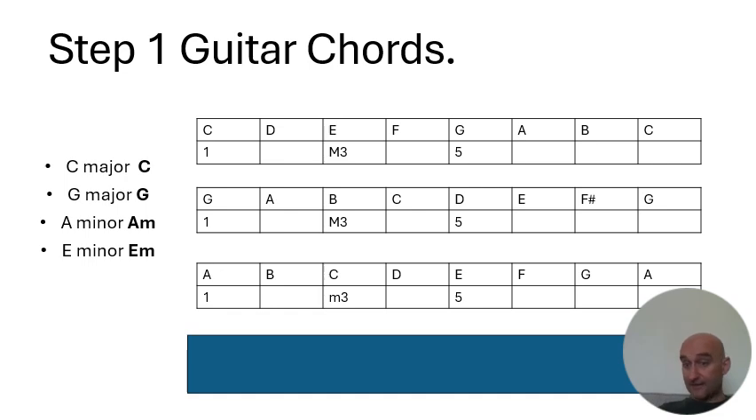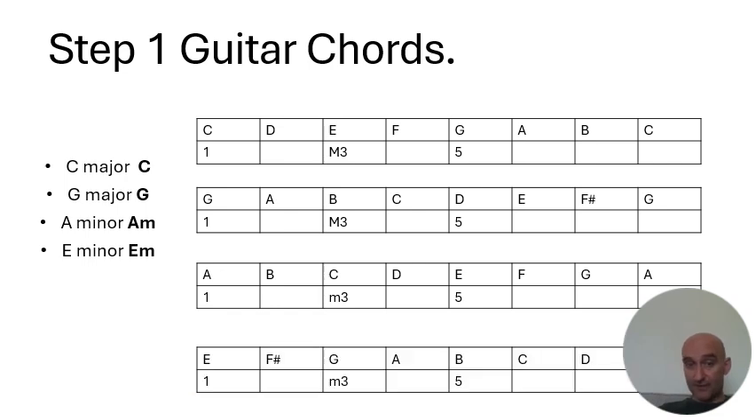And then finally for the E minor chord, it's the same principle. We've got the E as our tonic, we've got the G as our minor third, it's a minor chord, and we've got B for our perfect fifth. So we'll move on to the next slide.